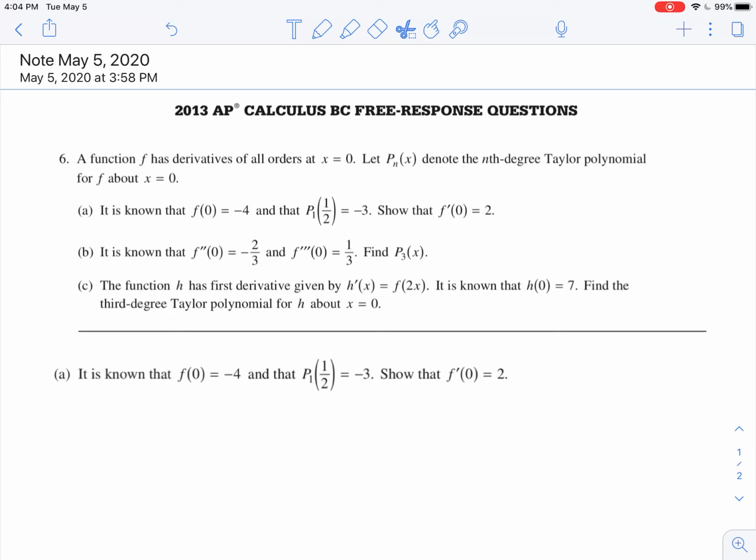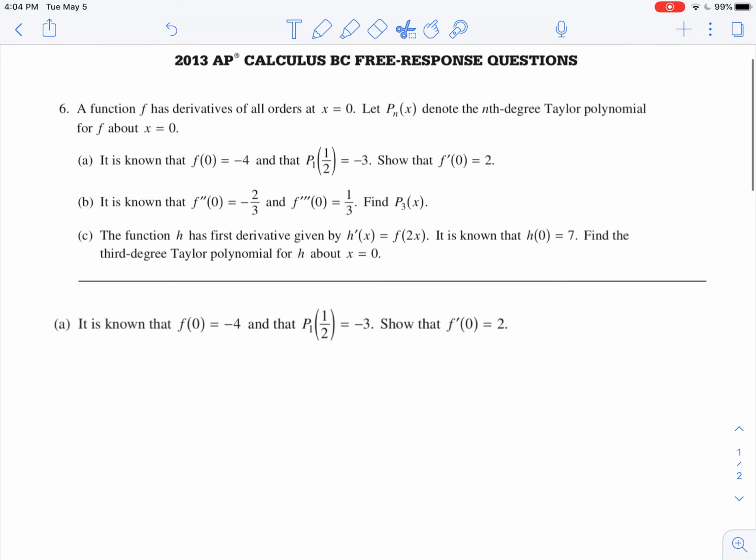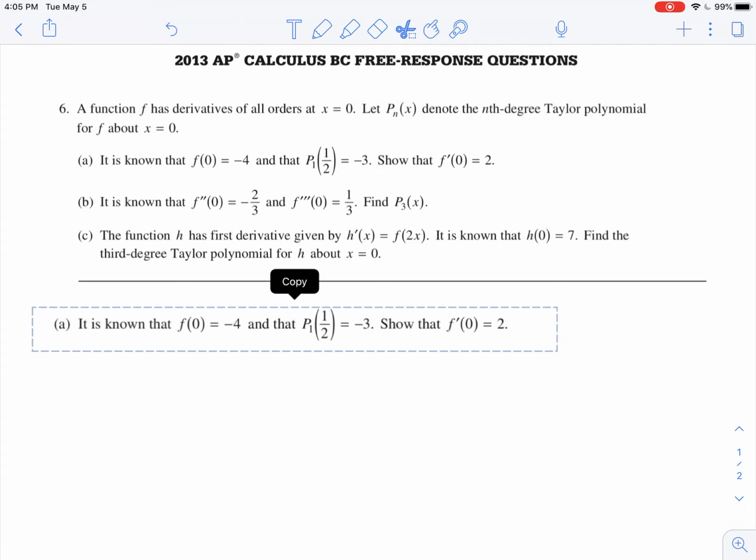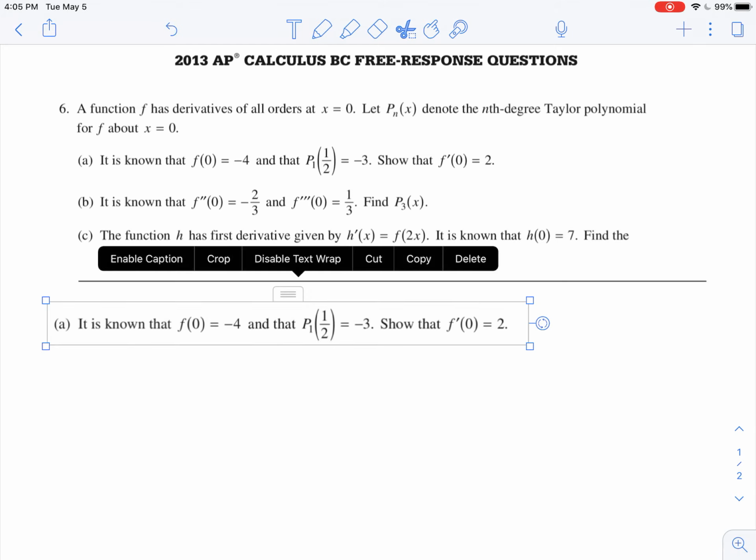Okay. So it says a function f has derivatives of all orders at x equals 0. Let p sub n of x denote the nth degree Taylor polynomial for f about x equals 0. So just to remind you of when you're creating your Taylor polynomials, maybe I'll move this down so that we have a little bit more space.